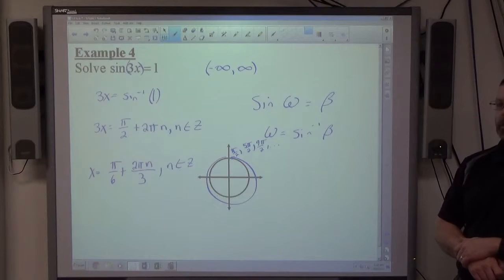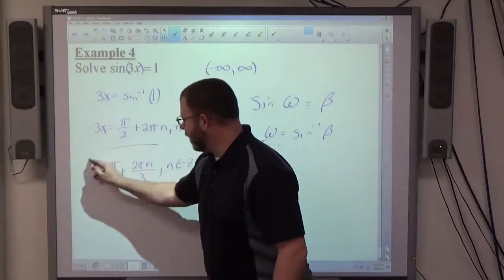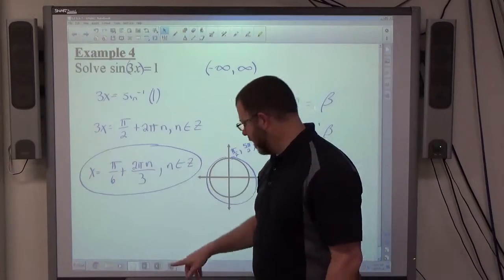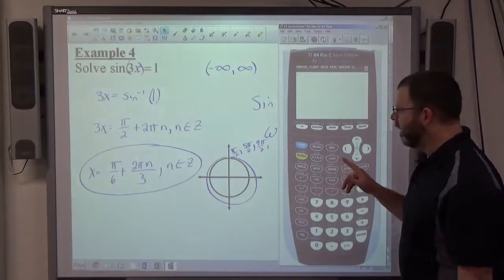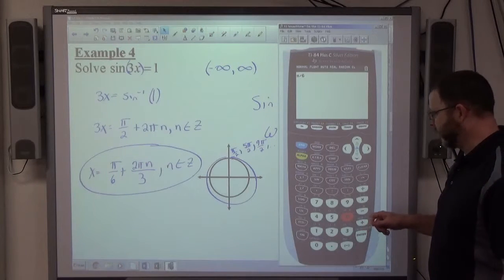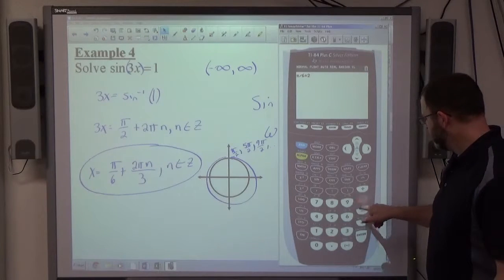Every piece of the answer gets divided by 3, even the 2 pi n piece. And there's your infinity answers. Just to try it out, all right, let's say I've got pi divided by 6. Caitlin, pick an integer for me. Don't make it 1 or 2. Make it some weird one. Negative 23.